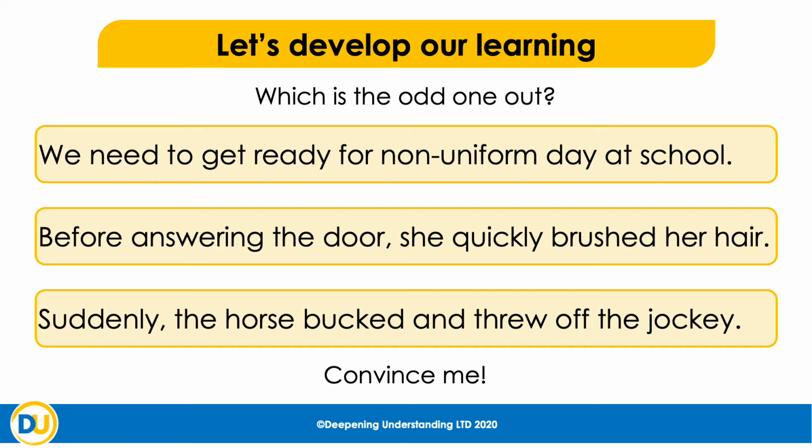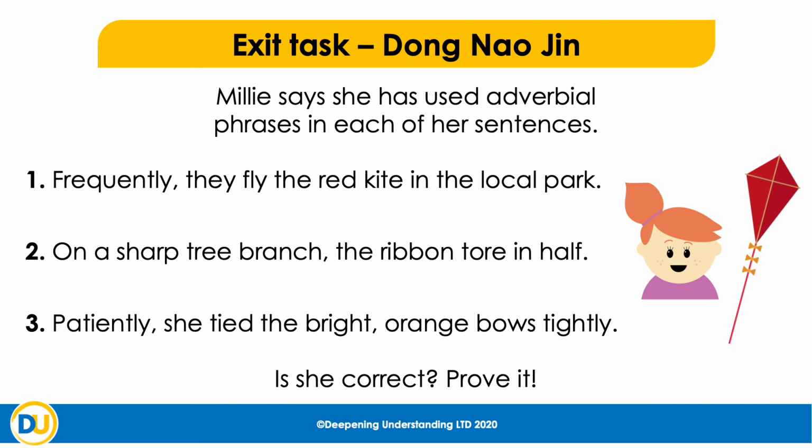Okay, Millie says she has used adverbial phrases in each of her sentences. Number 1. Frequently, they fly the red kite in the local park. Number 2. On the sharp tree branch, the ribbon tore in half. Number 3. Patiently, she tied the bright orange bows tightly. Is she correct?